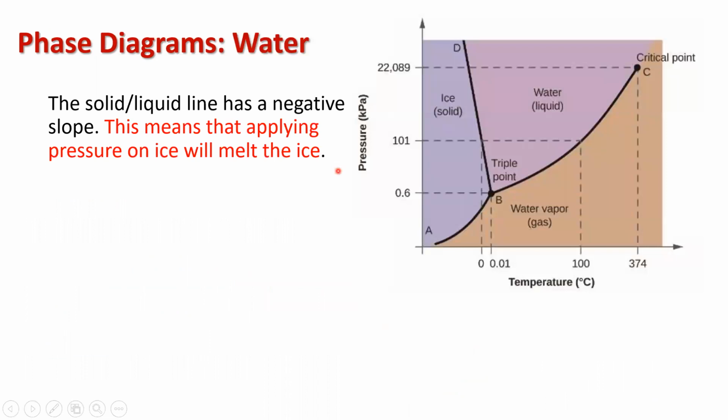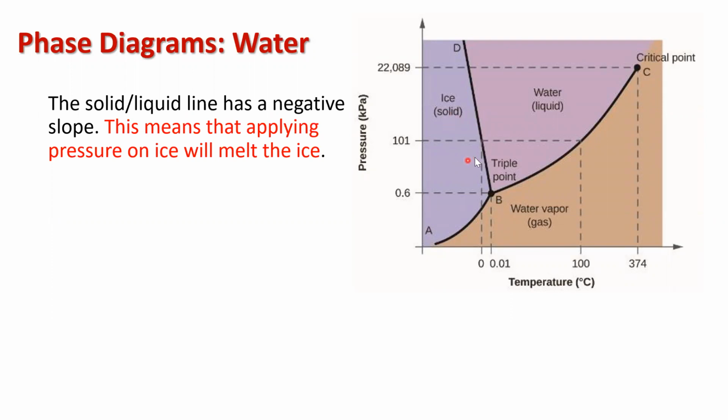Okay. So let's look at water, because water is a little bit different in the way that its phase diagram looks. For most phase diagrams, the line between the solid and the liquid phase has a positive slope, okay? It goes this way. But for water, the slope is a negative slope, okay? And that essentially means that if you apply pressure to ice, it's going to melt, okay?